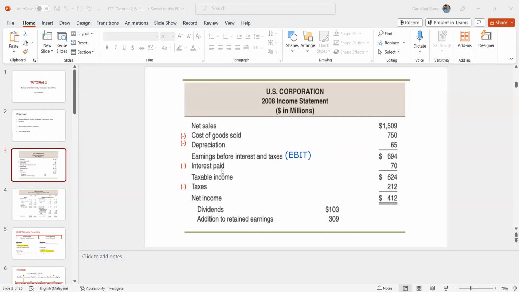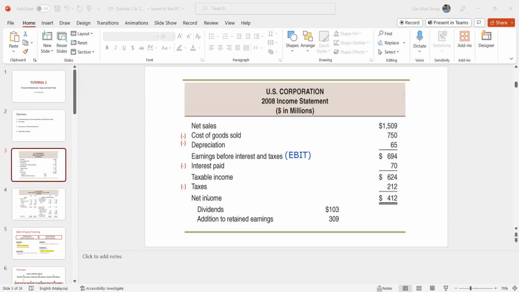Okay, you get your taxable income. Now, you use your taxable income minus the taxes because we have to pay taxes for the income that we earn. Okay, so it's subject to tax. So therefore, we have to minus the taxation and then we get our net income, which is the final value, okay, that we get from the income statement.